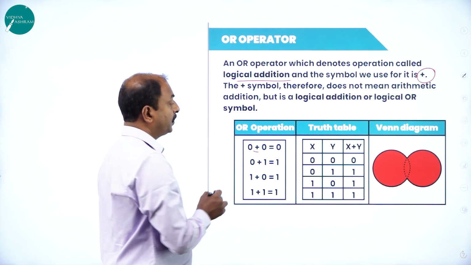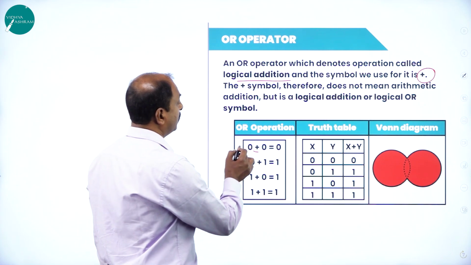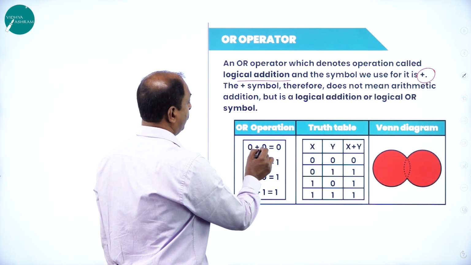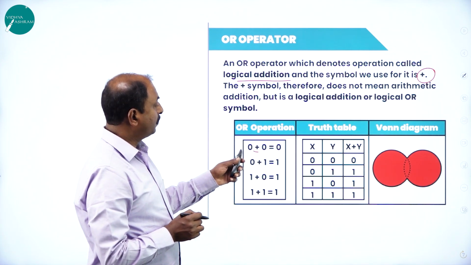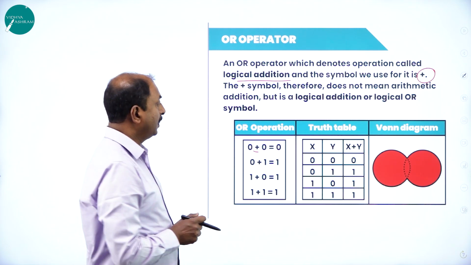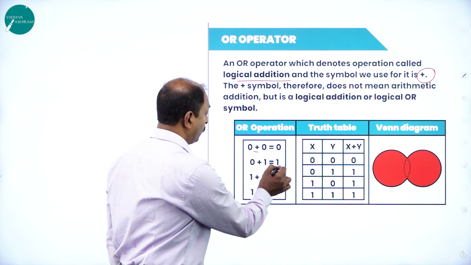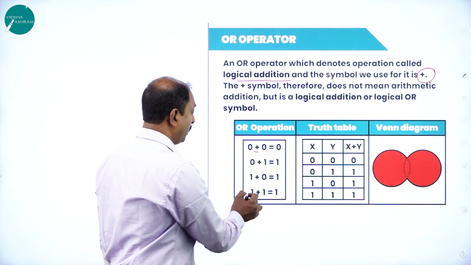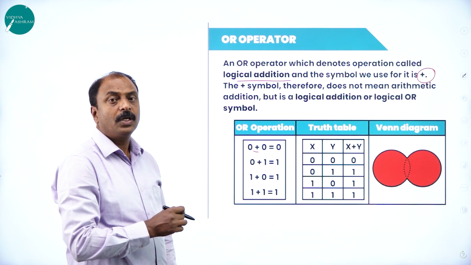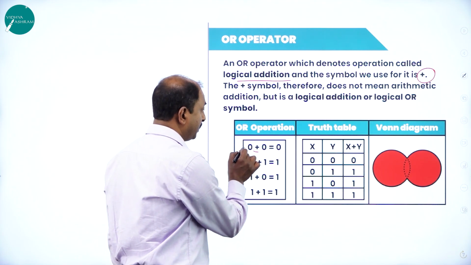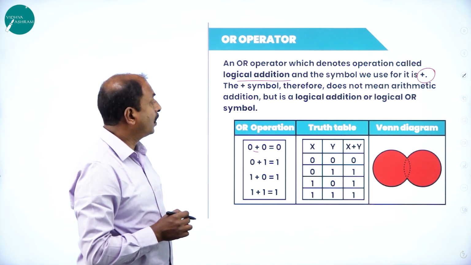It takes two or more input signals. Here there are two variables, one is 0 and the other is also 0. If there are two variables, we can have four different combinations. So 0 plus 0 equals 0, 0 plus 1 is 1, 1 plus 0 is 1, and 1 plus 1 is 1. This is an OR operation. It works on two variables. In this example, this is one variable and this is another variable. This is the result of the OR operation.